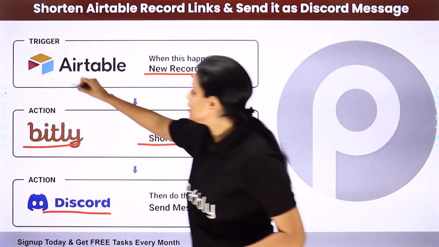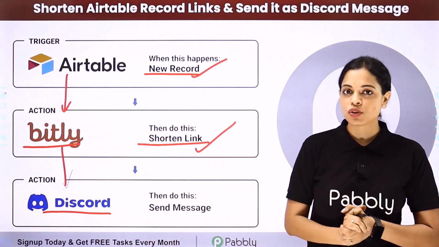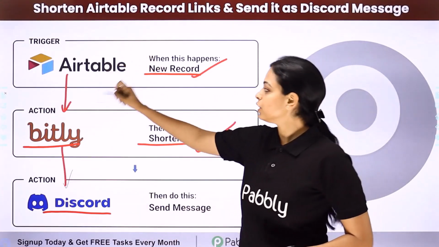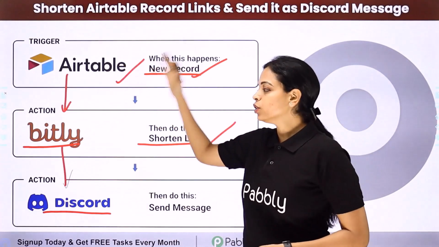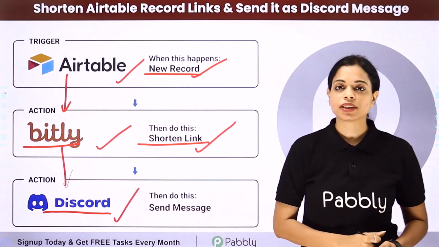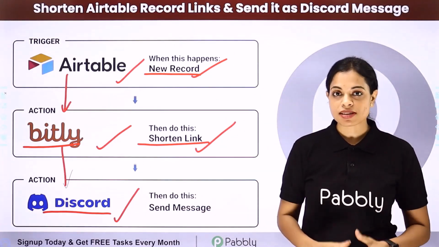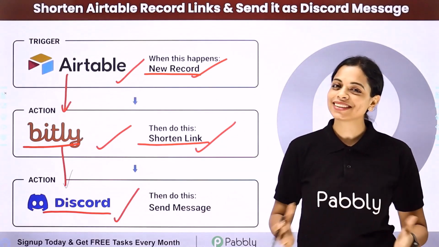For this, you will have to integrate three applications and the same thing can be done using Pabbly Connect software. So here, your trigger application would be Airtable, then your first action application will be bit.ly and the second action application will be Discord. Now, how can you integrate and automate this entire process yourself? To understand that, let me take you to my screen.